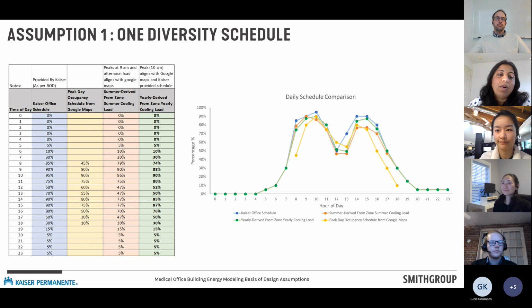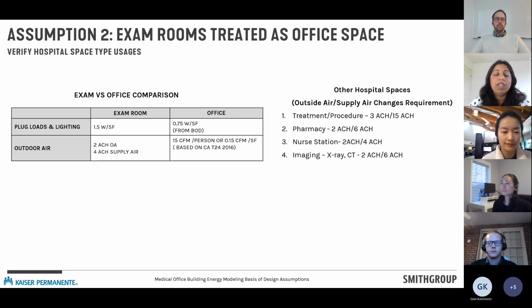Thanks, Ting. As Ting mentioned, this was our assumption. We used this one diversity schedule that we came up with for all our space types and for all lighting, equipment and people. Other assumptions we made for the energy model: exam rooms, we treated them as office space. So here in the table, you can see the comparison between the exam rooms and the office rooms.